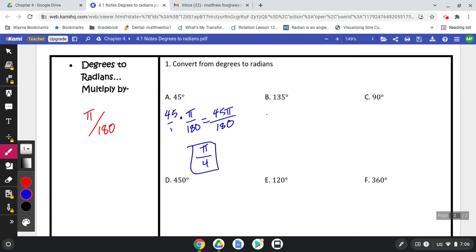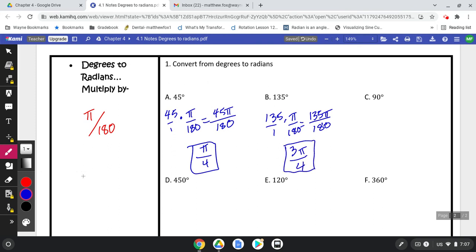Okay, our next one. We've got 135 times pi over 180. Once again, that'd be over 1, so 135 pi over 180. 45 goes into 135 3 times. 45 still goes into 180 4 times. So 3 pi over 4.